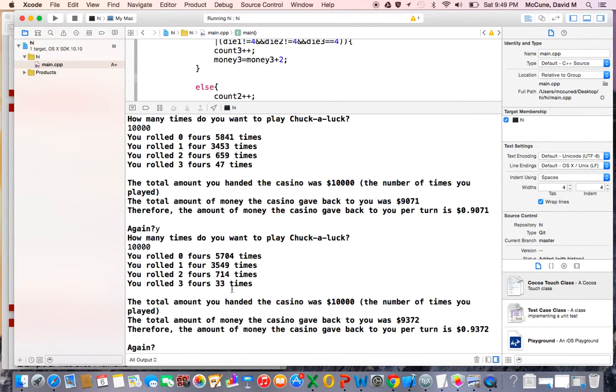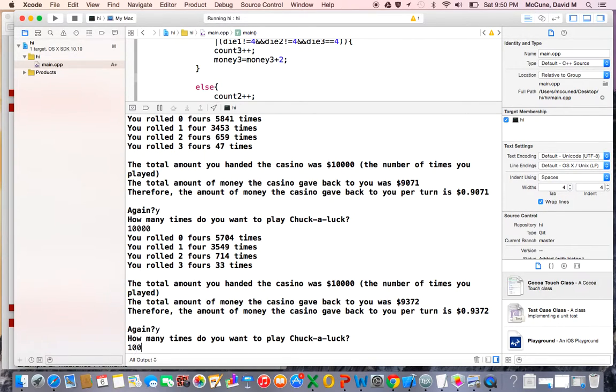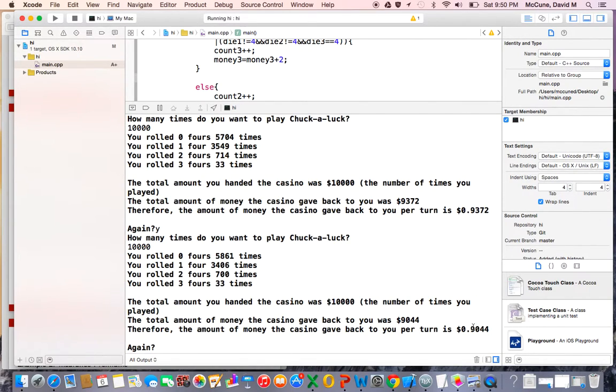This worked out a little bit better for me overall. I handed them 10 grand. I got back 9,300 or so for a payback of 94 cents or so. And one more time. Okay, 90 cents or so.